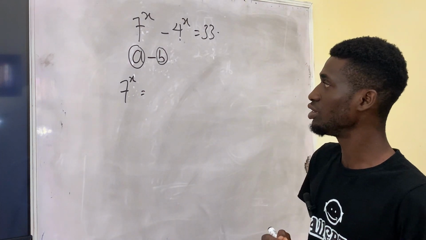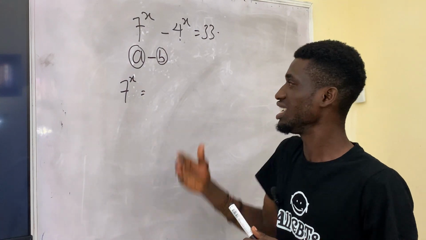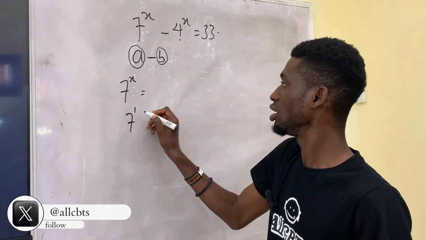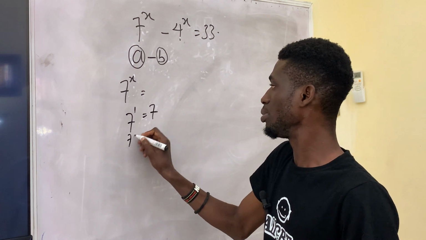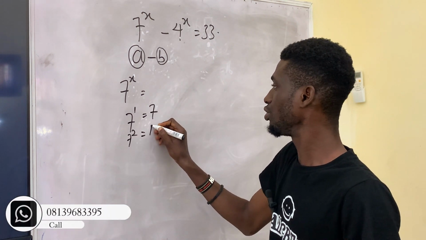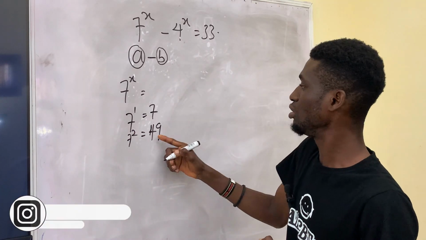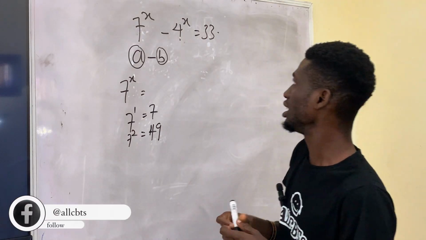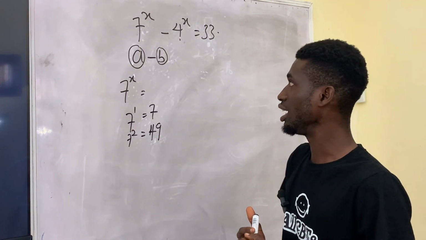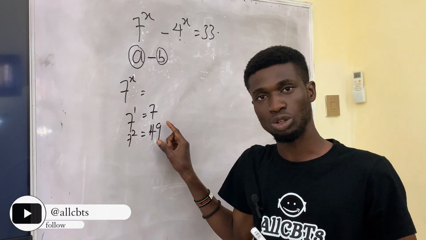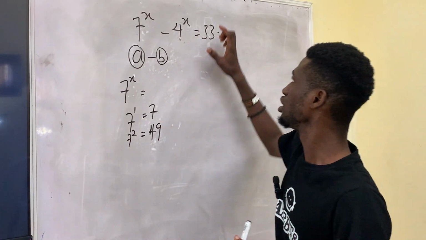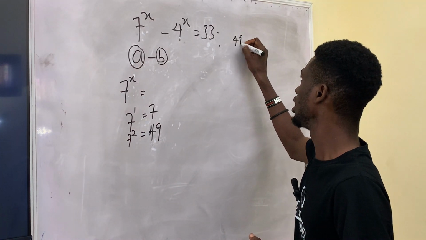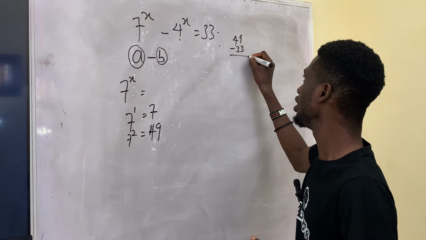So let's check 7 raised to power x. What could be the nearest value to 33? Now, 7 raised to power 1 gives us 7, and 7 raised to power 2 gives us 49. Looking at 33 and 49, we can pick 49 because 33 is not far from 49. Now, a number is to be subtracted from this 49 to give us 33. What's going to be the answer? That should be 49 minus 33.